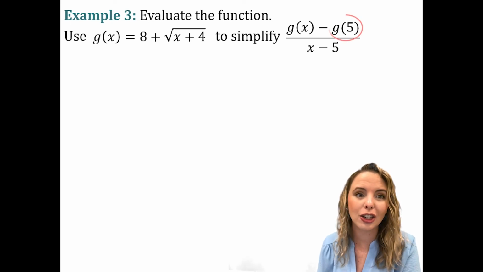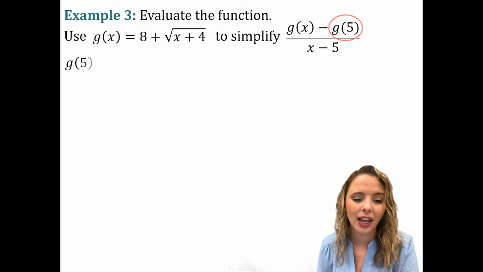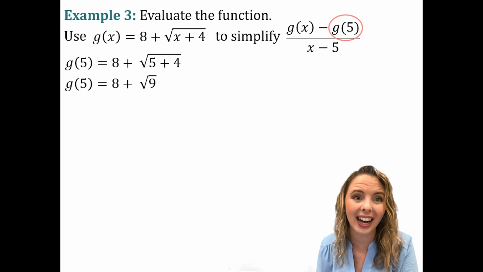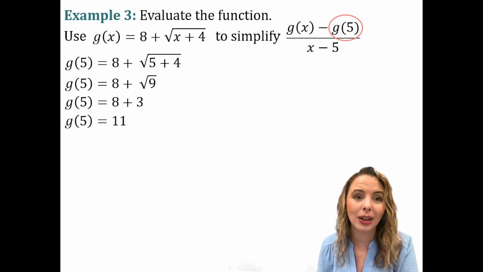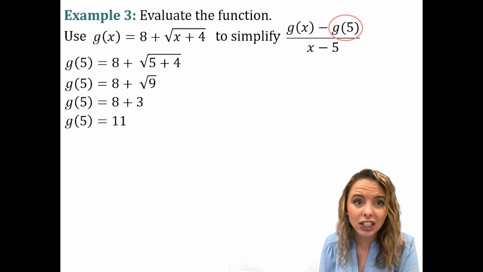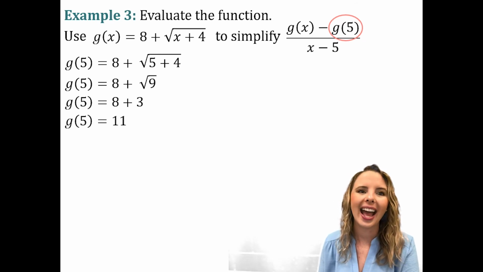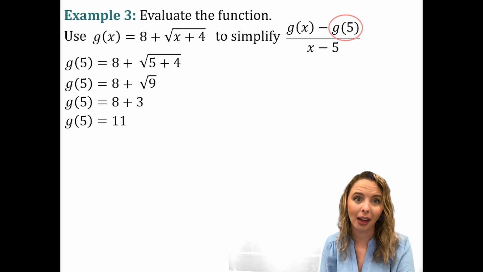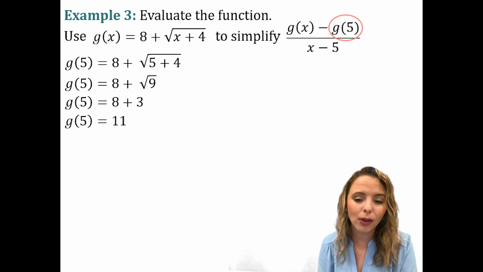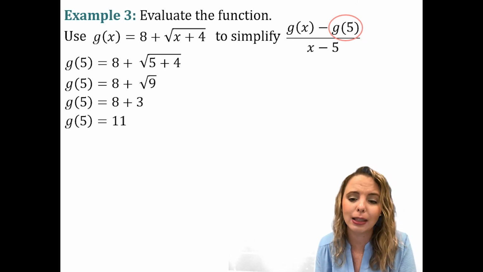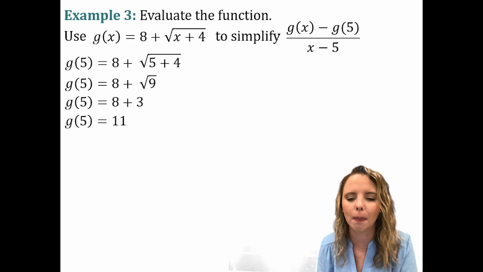So the first thing we need to do is evaluate g of 5. So g of 5 is 8 plus the square root of 5 plus 4. The square root of 5 plus 4 is the square root of 9, and the square root of 9 is 3, and 8 plus 3 is 11. So that was everything that we did in the evaluating functions video, the previous video, and you already know how to do that. Okay, so now we really need to start looking into this g of x minus g of 5 all over x minus 5.